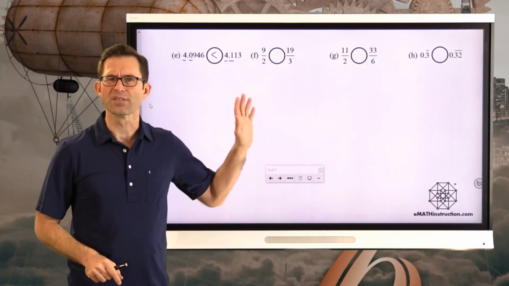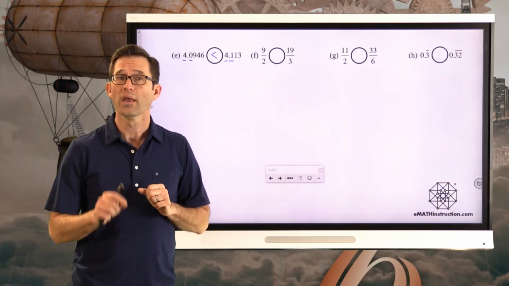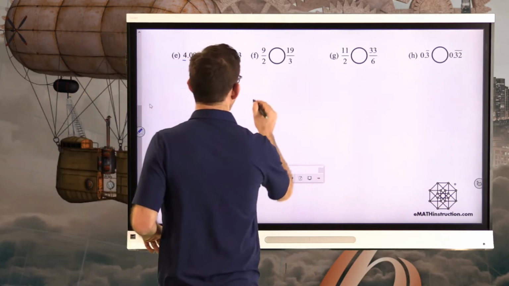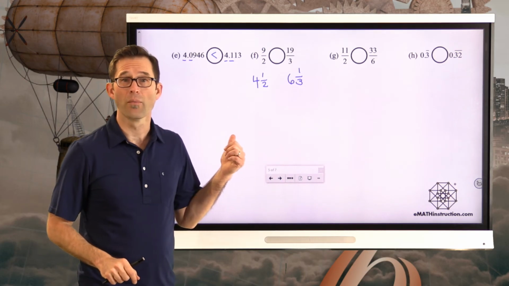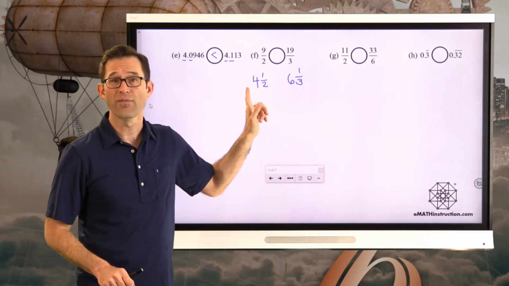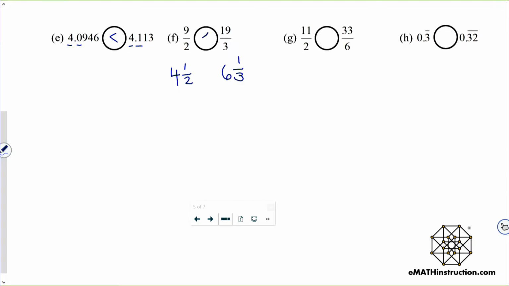All right, now something like this, 9 halves and 19 thirds, for me at least, the easiest way to compare these two is to convert them into mixed numbers. All right, so for instance, 9 halves is the same as 4 and 1/2. 19 thirds is the same as 6 and 1/3. All right, now again, it's kind of like the last problem. It really doesn't matter what these two fractions are that are tacked on. The plain fact is 4 is smaller than 6. So 9 halves is less than 19 thirds.